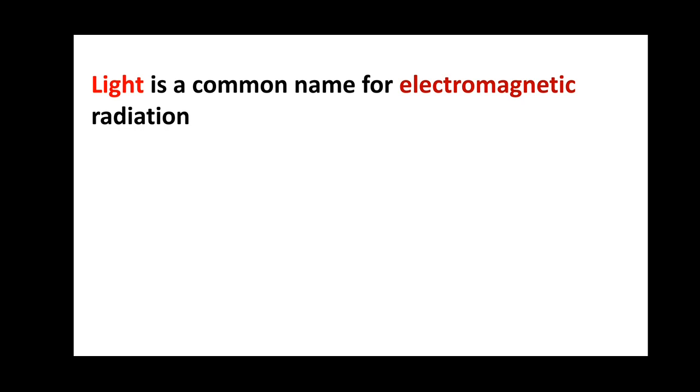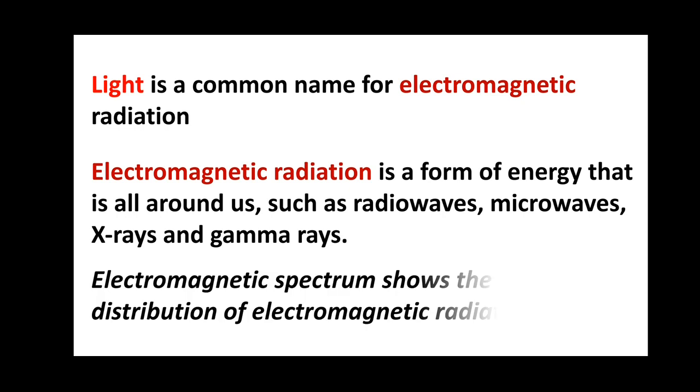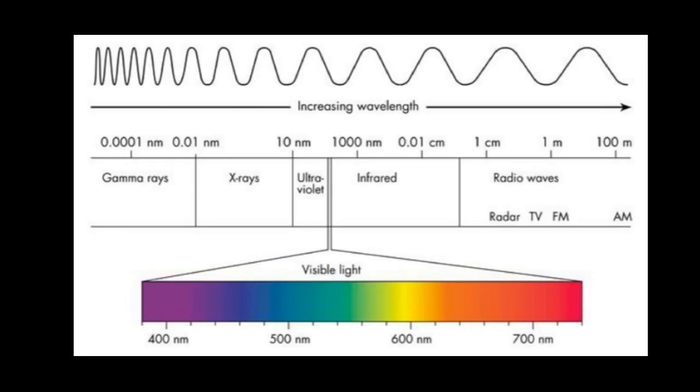Electromagnetic radiation is a form of energy that is all around us, such as radio waves, microwaves, X-rays, and gamma rays. The electromagnetic spectrum shows the entire distribution of electromagnetic radiation. No need of getting panic after hearing this. Have a look here.